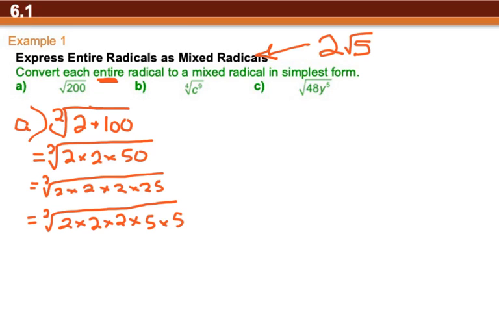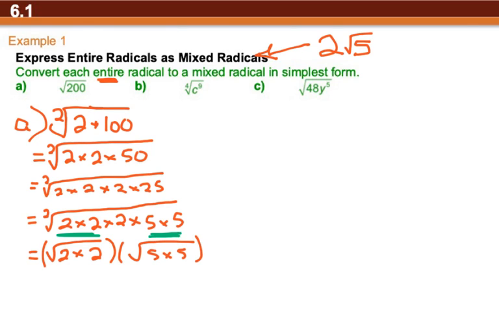Which means when we're looking at this prime factorization, we need to look for groups of 2 identical factors to take out. So we have a group of 2 2s, we have a group of 2 5s, so we can rewrite this as separate radicals. And for the moment, I'm going to do that. There's my group of 2's. I'm going to put my group of 5's next. And then I have this single 2 that's left over.